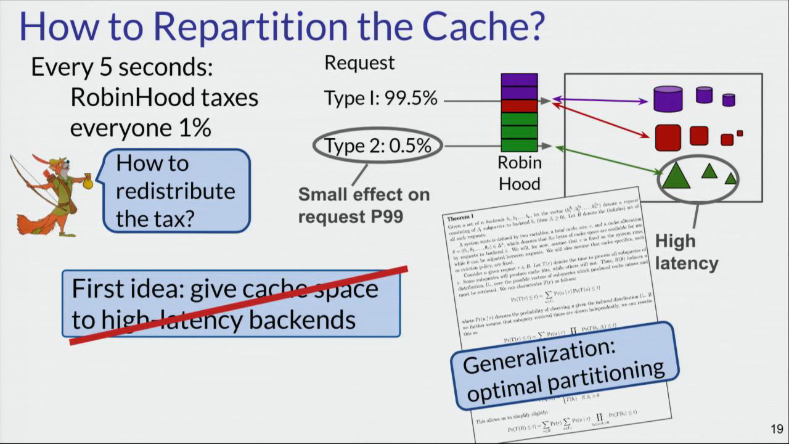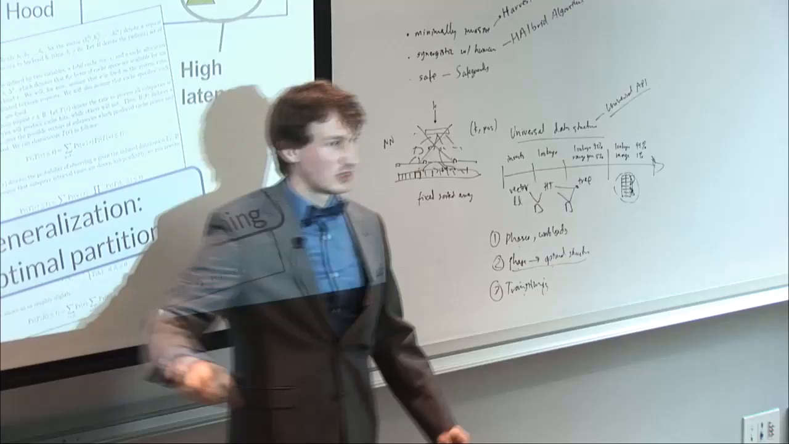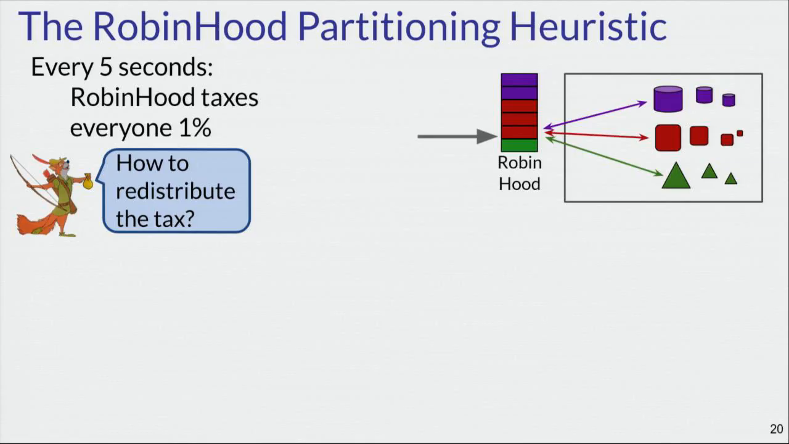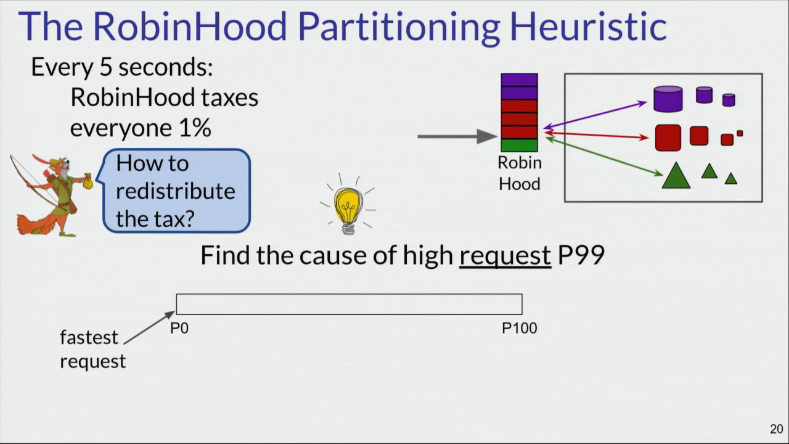You can validate many of these ideas using this theory, but you can't really implement it because you need many measurements and it has many mathematical assumptions. So instead, what we do in Robinhood is we use that theory to come up with a heuristic. That heuristic is based on the idea to find the actual cause of the high request P99. What does that mean? Well, if you measure request latencies and order them from the fastest request, the P0, to the slowest request, the highest latency, the P100, the P99 has got to be somewhere in there, right?